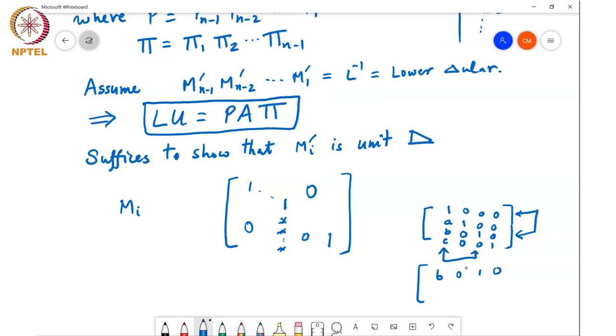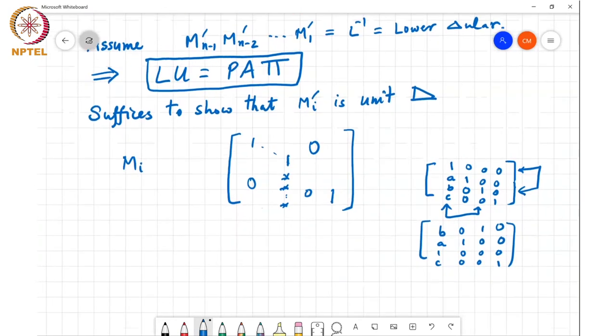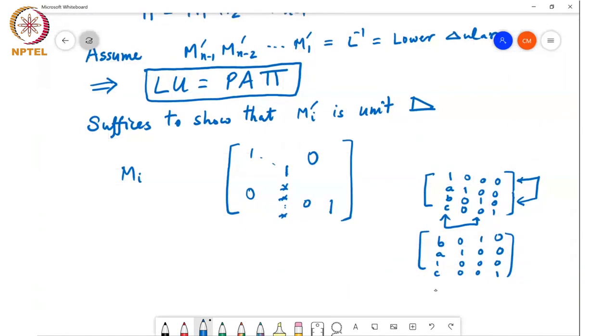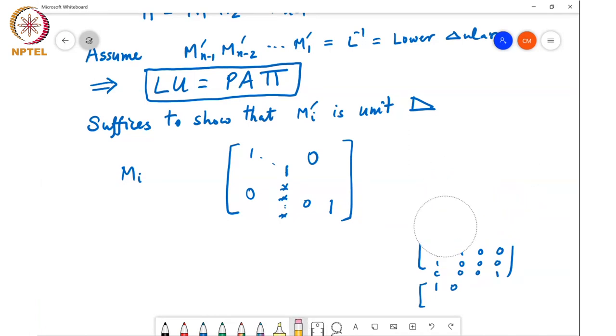B 0, 1, 0 out here, and then A 1, 0, 0 here, and then 1, 0, 0, 0 here, and C 0, 0, 1 here. And now let's say I exchange these two columns. Then I'll end up with, yeah, so I'll put this here, one. If I exchange these two columns, I'll end up with... No, this is not how you go. One second. This is not correct.